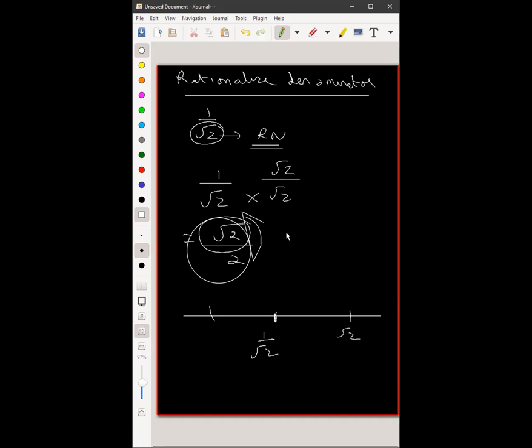So you know why we rationalize it? Because directly, can I find 1 by root 2 on the number line? I cannot. I can find root 2 on the number line and I can half it. Right?